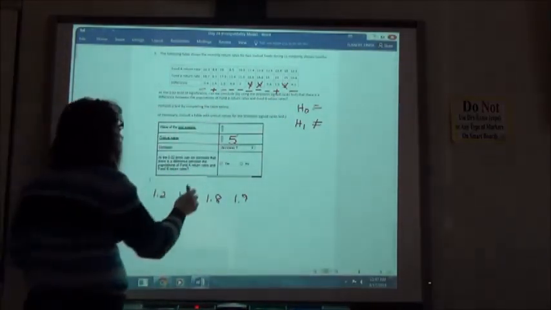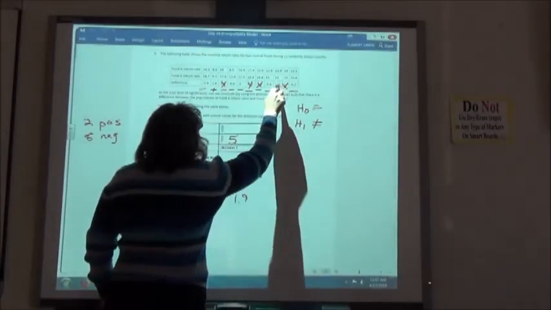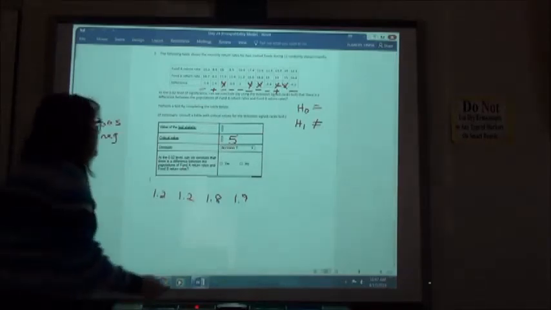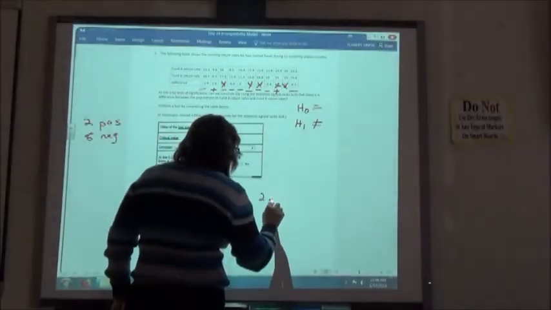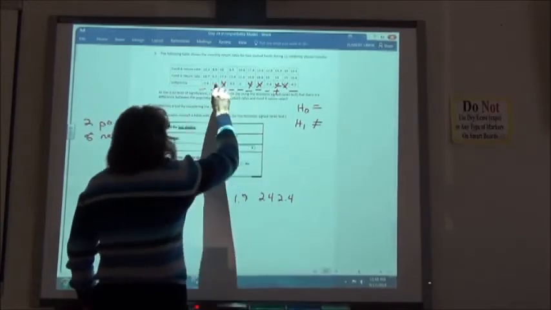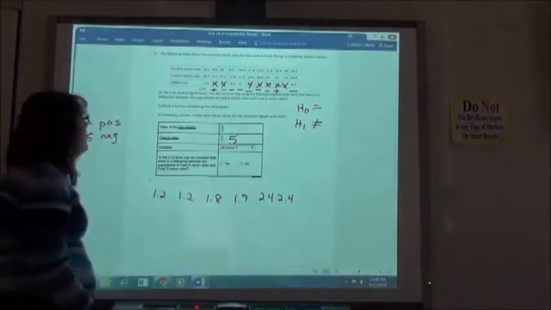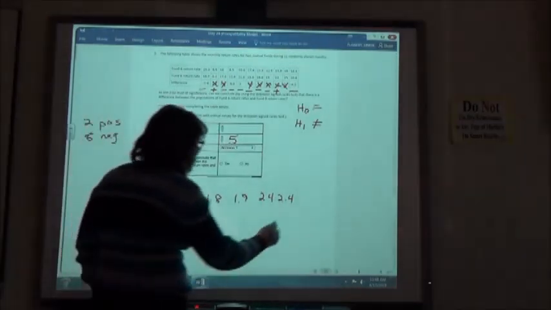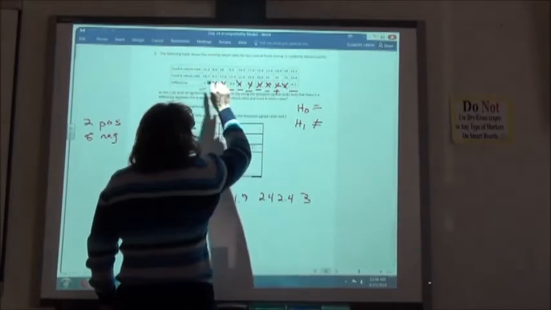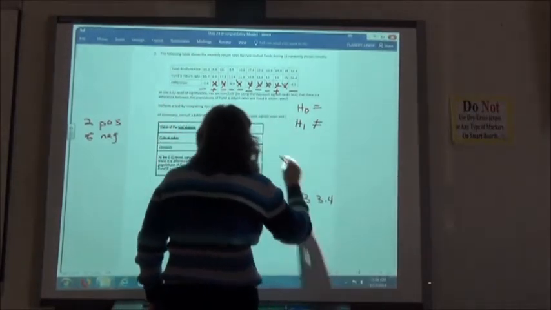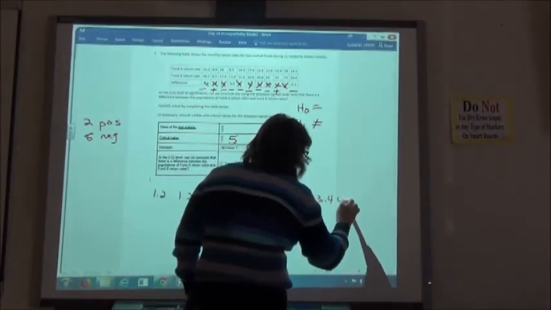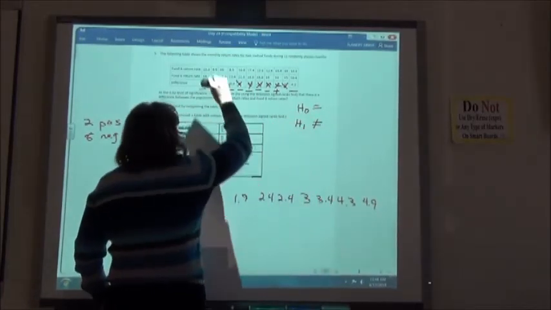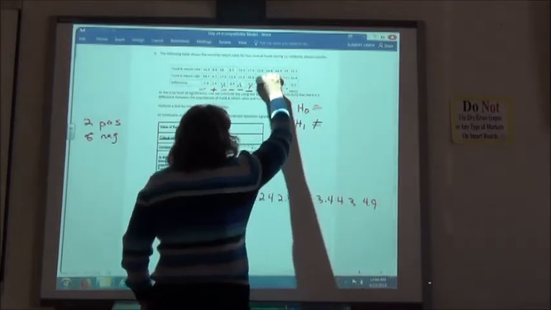My next numbers there, cross them off as I go, so remember I use them, putting those in order. I'm going to have a 2.4 and a negative 2.4, so 2.4 and 2.4. One of those was positive and one of those was negative. Then I'm going to have a plain 3, and then I have a 3.4, and then I have a 4.3 and a 4.9. I'm going to erase all my X's now that I have my numbers written down.